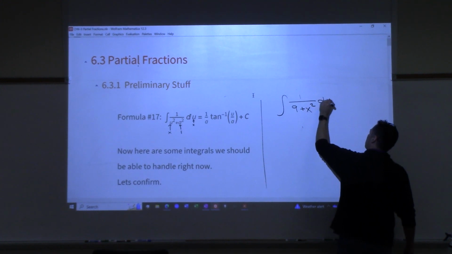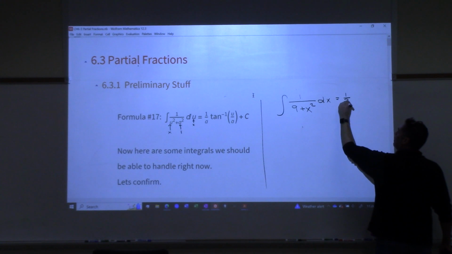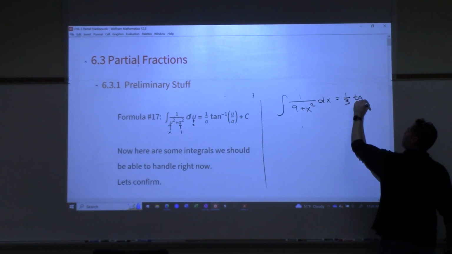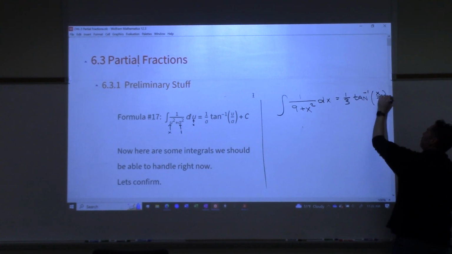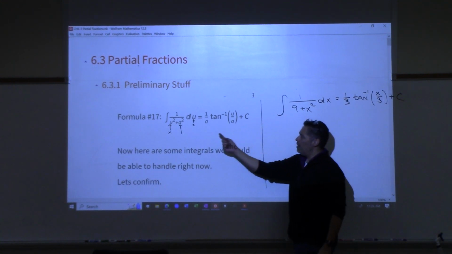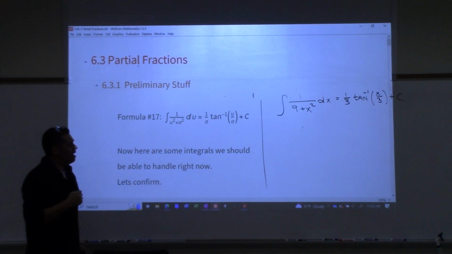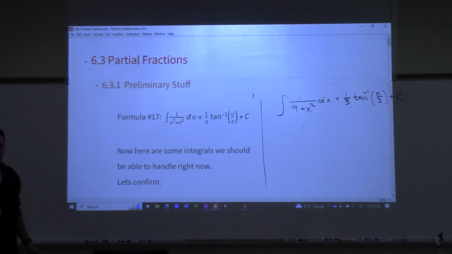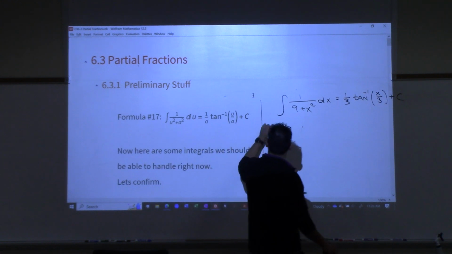Not trying to trick you here. This would just be what? 1/3 inverse tangent, but for us we're not using u, x over 3 plus c. Do y'all see that? Just figure out what the number is that's being squared. In this case, 3 squared is 9. And then the variable here we have is x, not u. Questions on that?